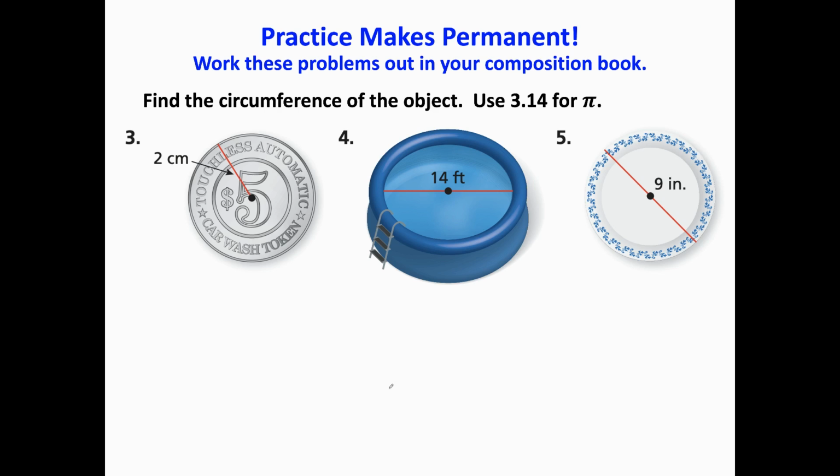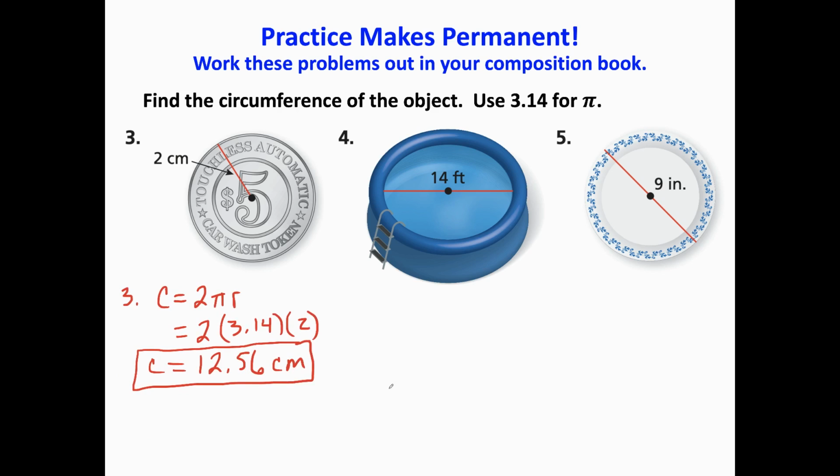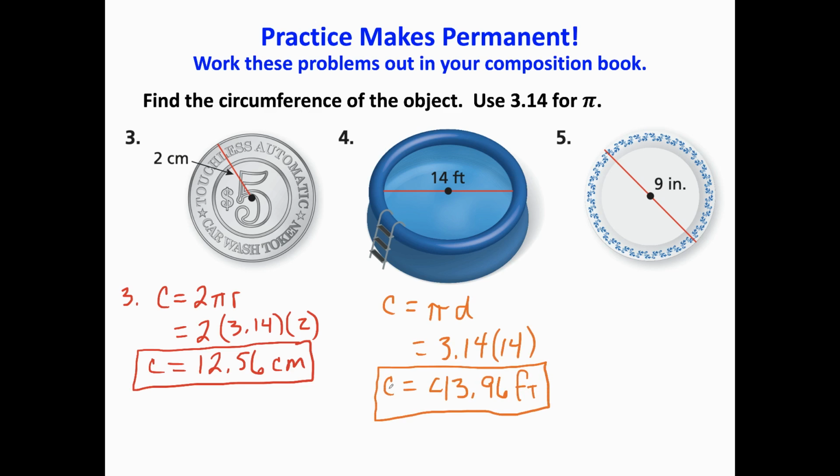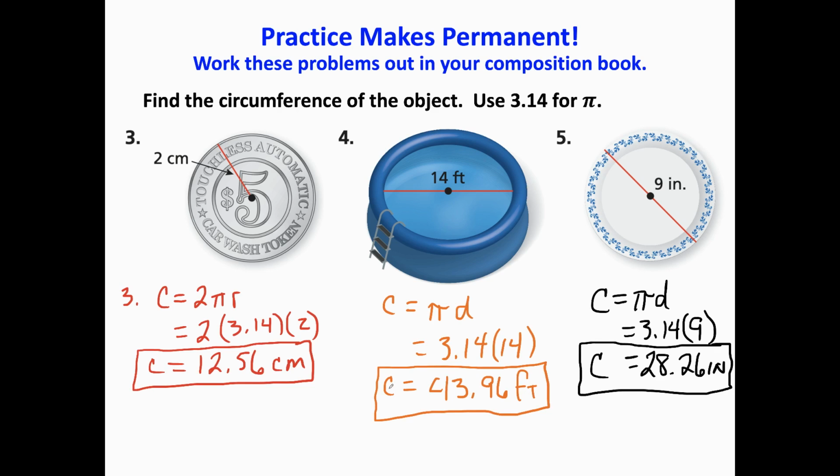All right, so we're back, and let's see, what did we do? The radius is 2 centimeters, so I use 2 times pi times r, and that's what I get. Here, c equals pi times diameter. Here again, I use 3.14. Yes, you could have used 22/7. Here I get 43.96 feet, and that's an approximation. And then number 5, I use 3.14 again. That's a diameter, and I get the circumference is 28.26 inches, approximately.